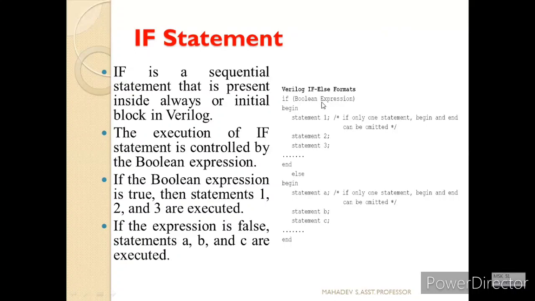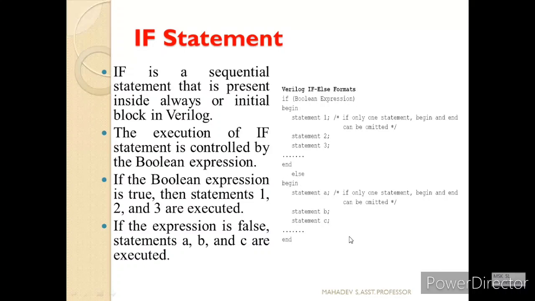If the Boolean expression is true, statements 1, 2, 3 will be executed. If the Boolean expression is false, statements A, B, C are executed. That's what we have written here. So if the Boolean expression is true, execute this particular statement; if not, execute the else statement. So this is about the if statement.